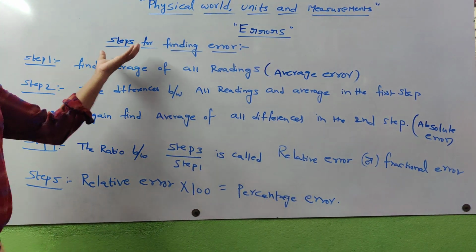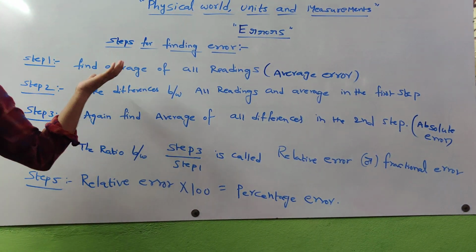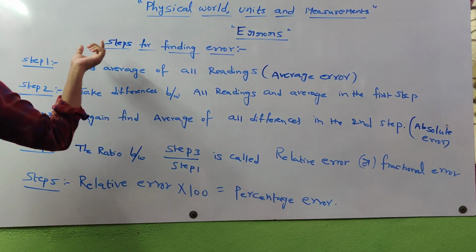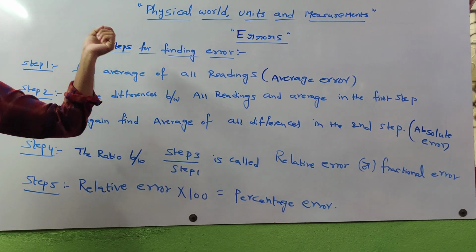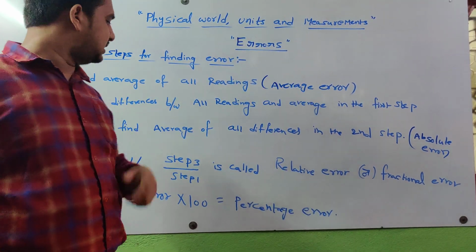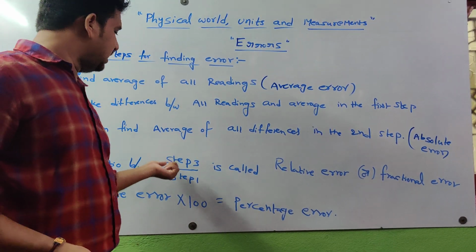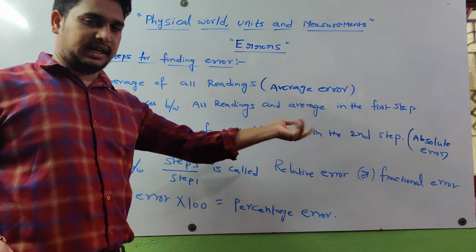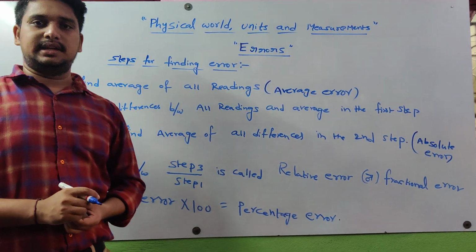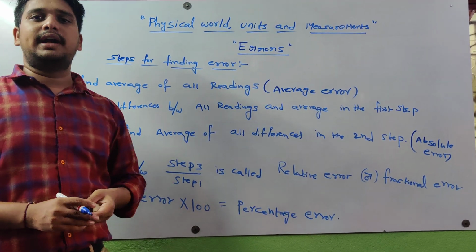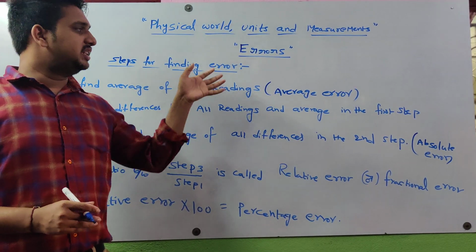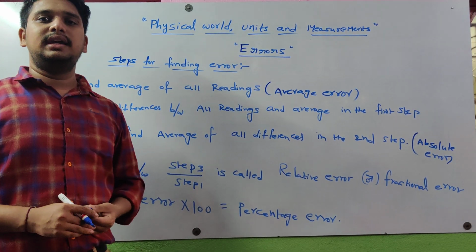So these are the steps for finding errors. First, find the average of all readings. Second, take the differences between all readings and the average value from the first step. Step 3, again find the average of all the differences from the second step. Step 4, the ratio of step 3 to step 1 is called relative error. Step 5, relative error into 100 is equal to percentage error. These steps are very useful for finding errors in any measurements or readings that are given.